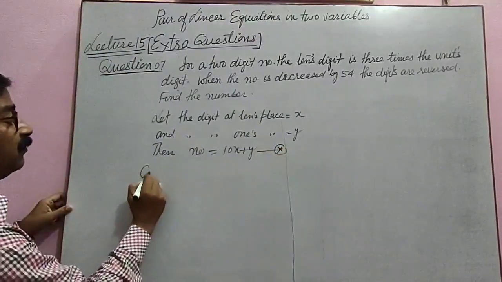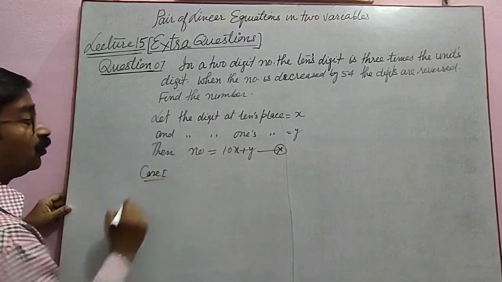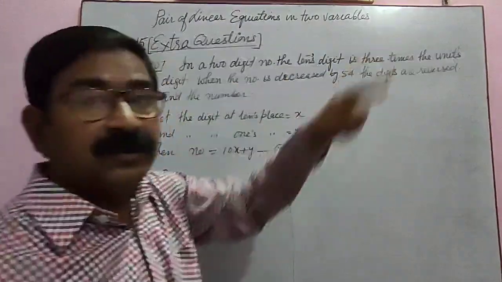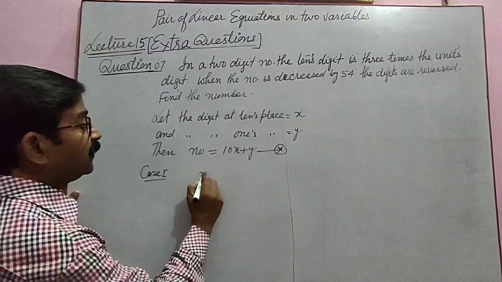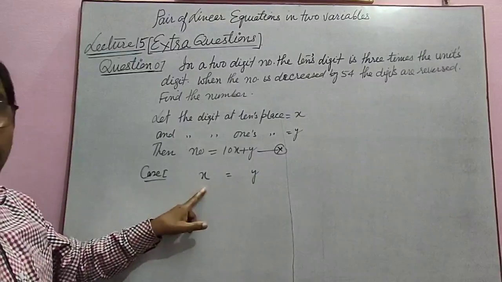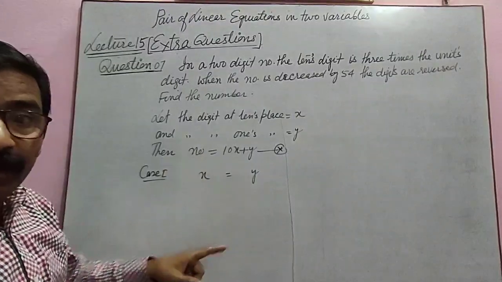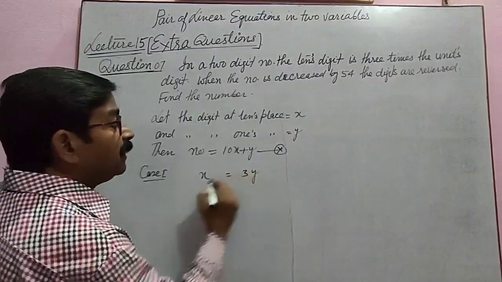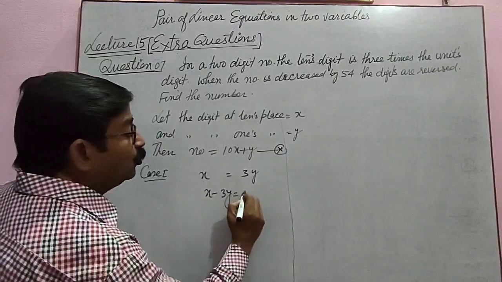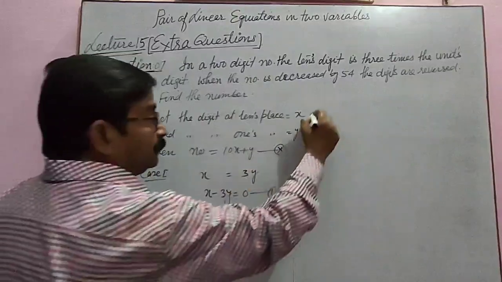Now in the first case, what is given? The tens digit is 3 times the units digit. This is the tens digit and this is the units digit. This is 3 times. So what to do? To make them equal, we will multiply this digit by 3 and bring this, x minus 3y is equal to 0. Equation number 1.